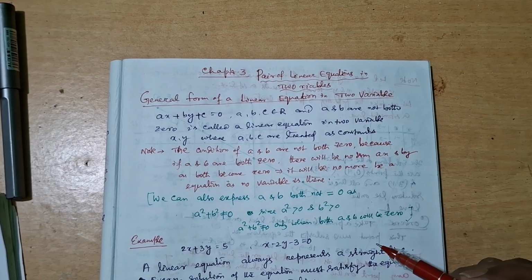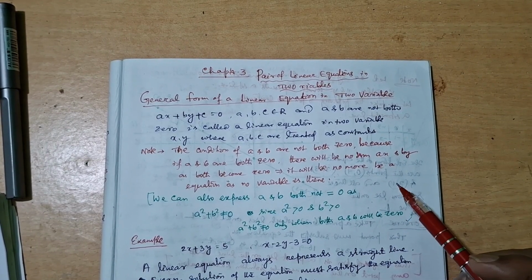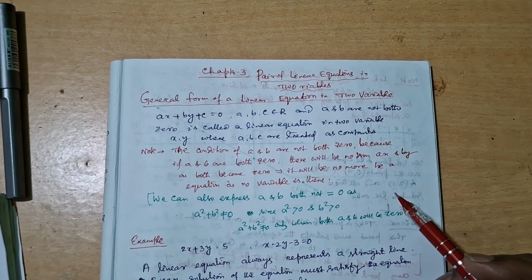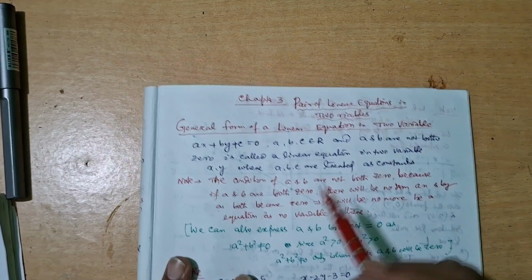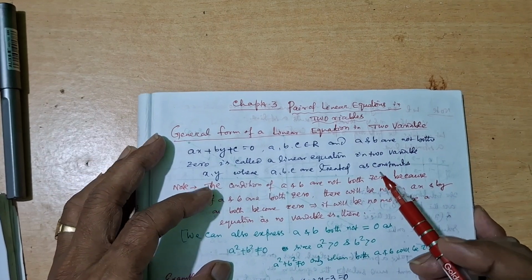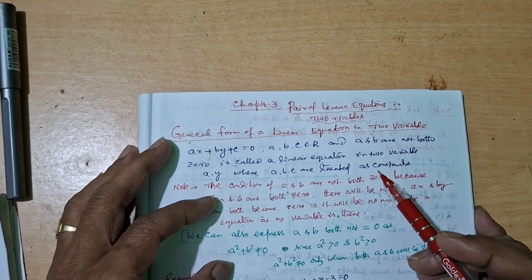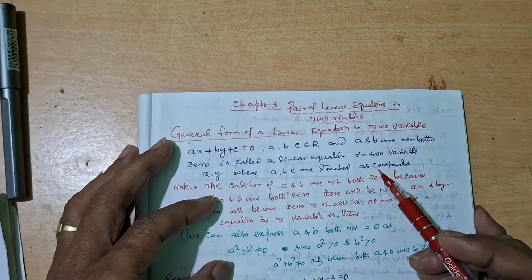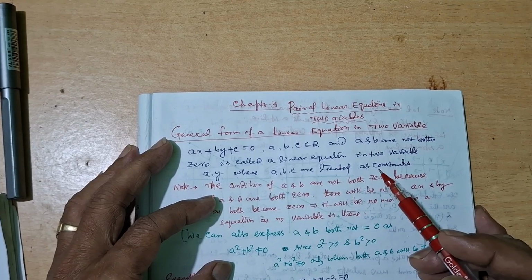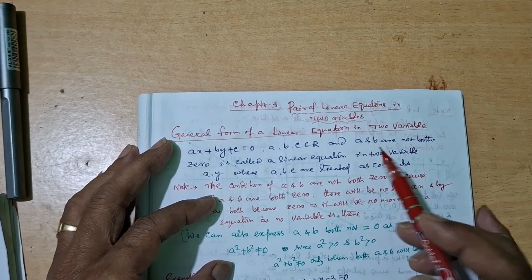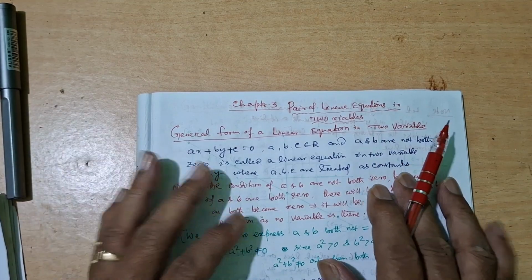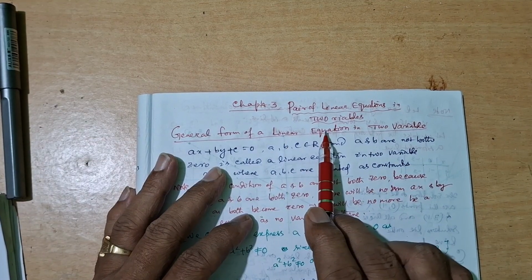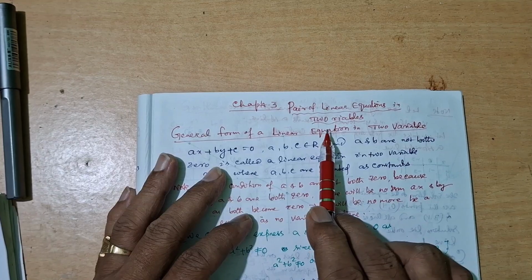Now let us study Chapter 3, Pair of Linear Equations in Two Variables. That is a very important aspect in mathematics, through which almost all problems, arithmetical or algebraic, can be solved. That is how to solve for an unknown variable.